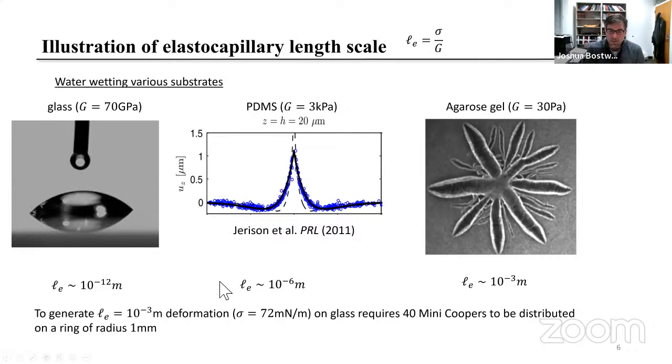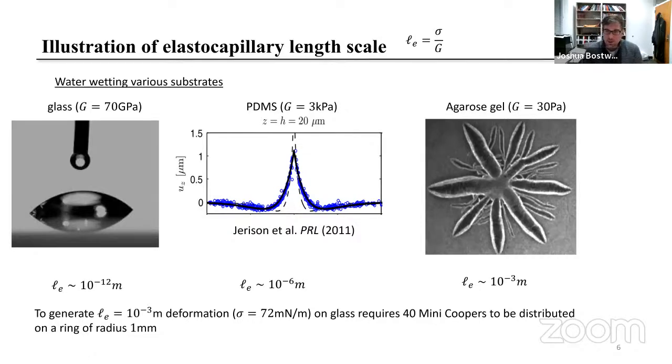The materials we'll talk a lot about today are agarose gels, and agarose gels have a tunable elasticity that can range from, let's say, 10 pascals to hundreds of pascals. For example, an agarose gel with an elastic modulus of about 30 pascals can induce millimeter-sized deformations in the substrate. These are big enough to induce fracture in that substrate. So here on the right, I show a starburst fracture that's formed when you place a drop of water on a really soft agarose substrate.